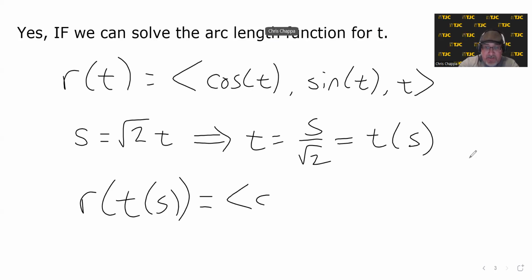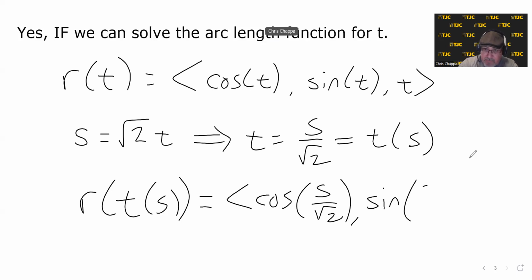So instead of cosine of t, we have cosine of s over the square root of 2. And we have sine of s over the square root of 2. And instead of t, we have s over the square root of 2.